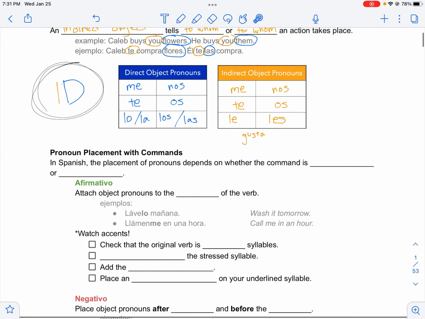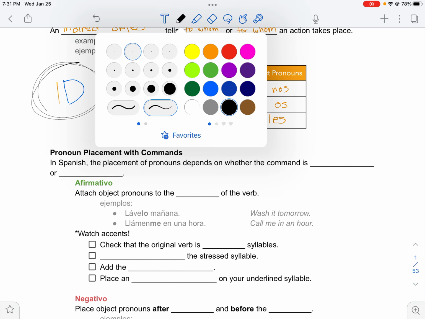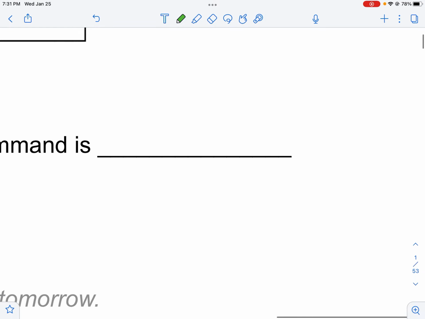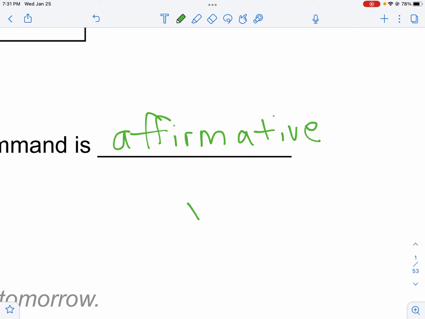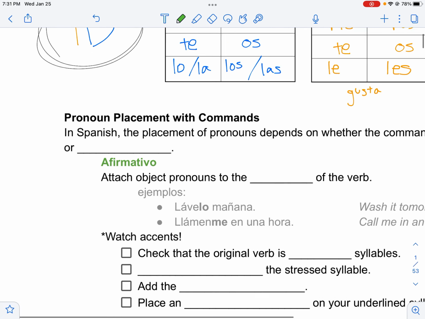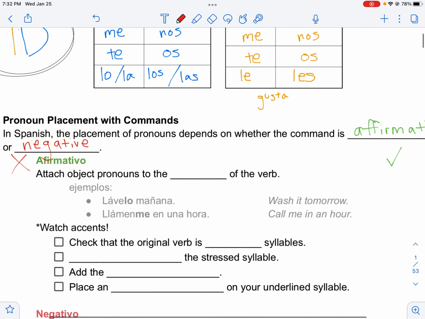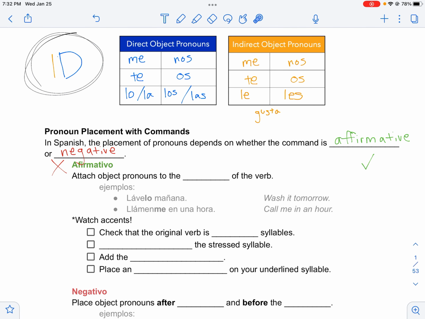Placement of pronouns depends on whether the command is affirmative or negative. I'm going to be using green and red today, because green means go or yes, and red means stop or no. They're always going to follow this order, indirect and then direct. But when the command is affirmative, that's like a yes, do the thing.